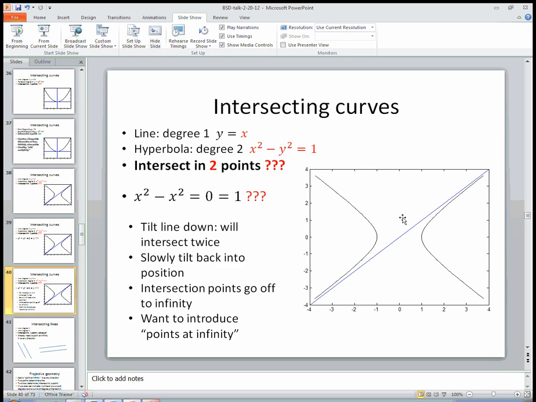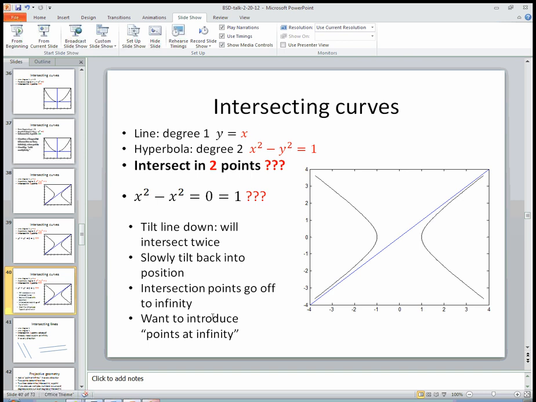But here's what you do. Let's tilt the line down just slightly, like just make it a little less sloped. And I know I should have an animation here, but I didn't go to the trouble of creating an animation. Tilt the line down a little bit so it's a little less steep. Maybe a lot less steep. It's going to intersect here and here. Now tilt it back into place. Maybe it'll intersect here and up here. Now make it even steeper. It'll intersect way down here and way up here. What's happening is those 2 points of intersection are going off to infinity.